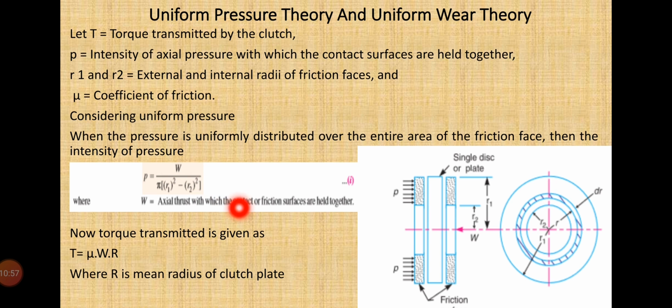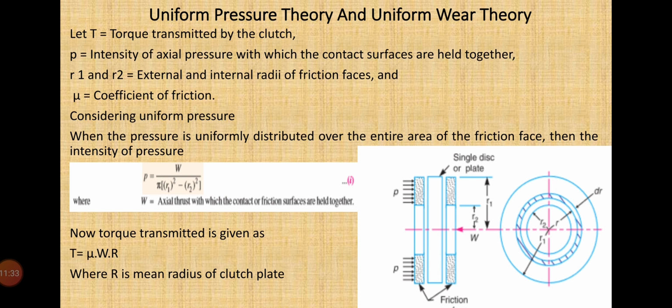Now, in the case of new clutches employing a number of springs, the pressure remains constant over the entire surface area of the friction disk. We can also say this is a constant pressure distributed over the frictional surface of the clutch plate. It is also given by P is equal to W by pi into R1 square minus R2 square. Now the torque transmitted is given as mu WR.